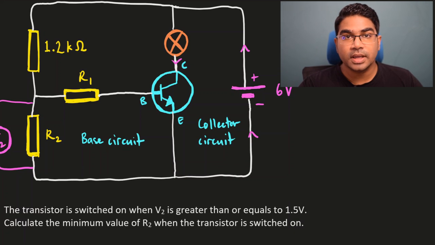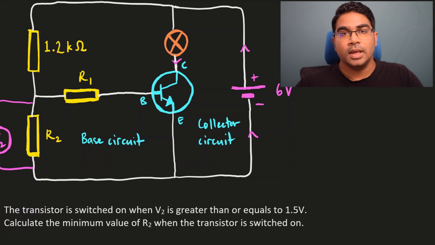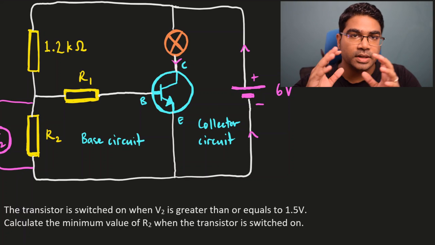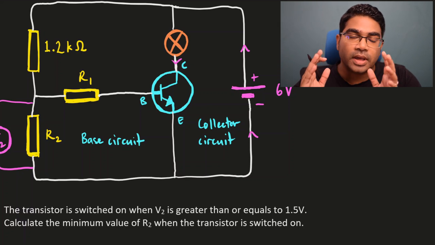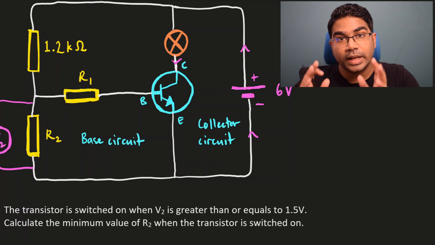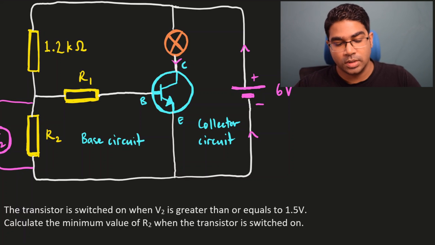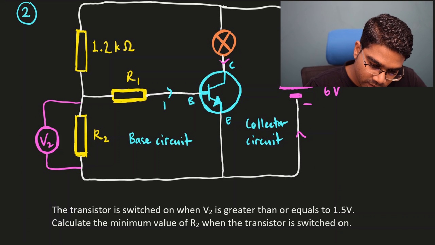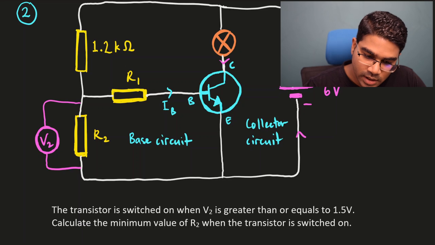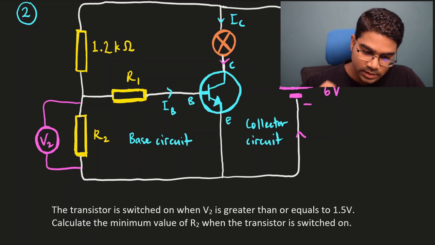So the base circuit controls the collector circuit. If the base circuit comes on, the collector circuit comes on. If the current in the base circuit, which is known as the base current, is too low, then the transistor cannot switch on because the collector current will be low. So let's look at this. First, let's label this. This is base current, IB, and this is the collector current, IC.